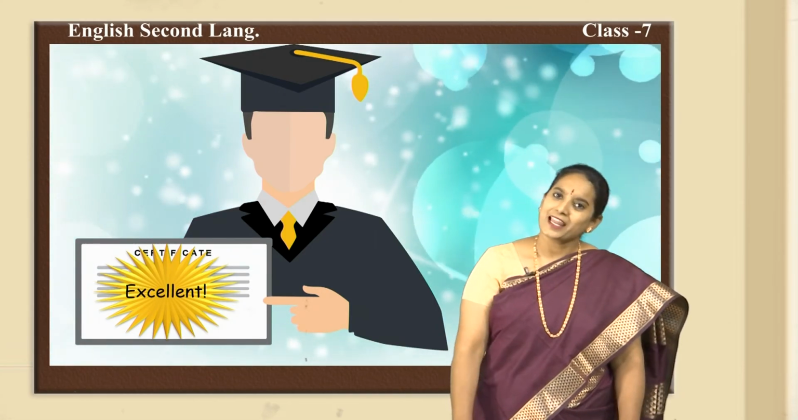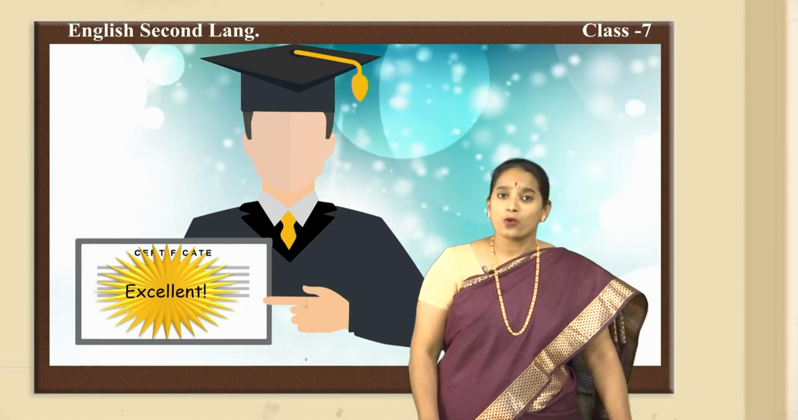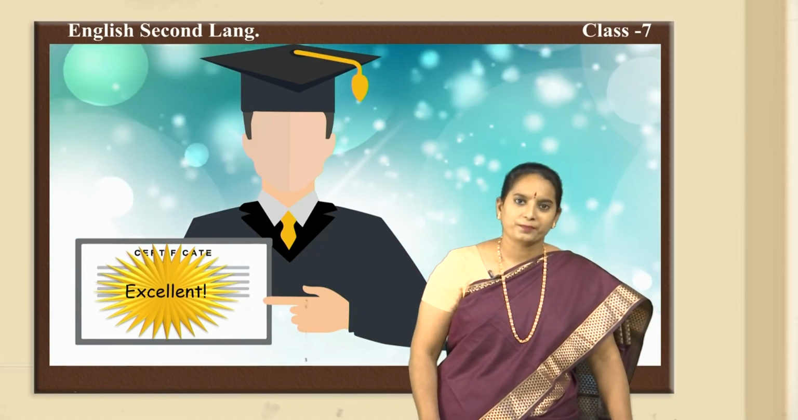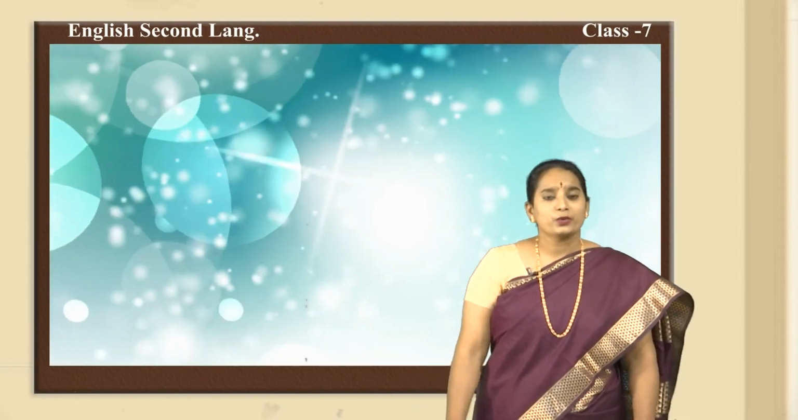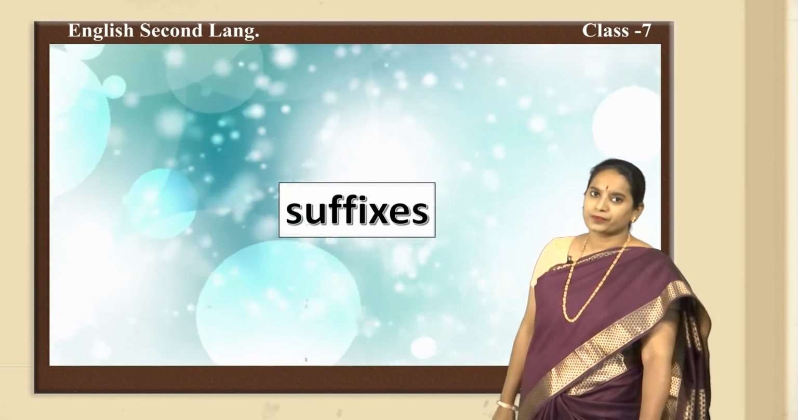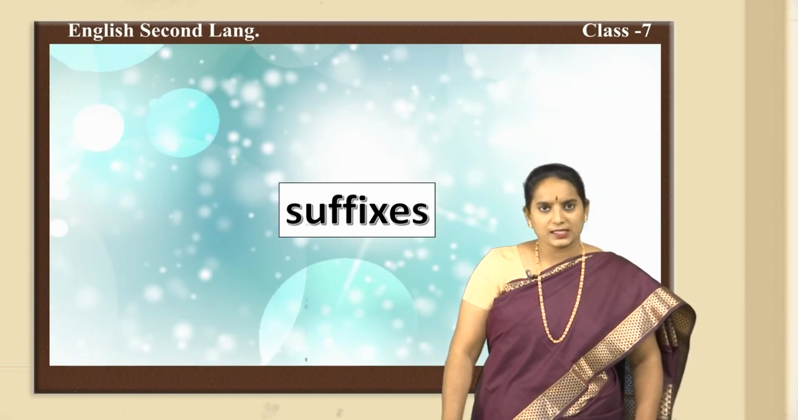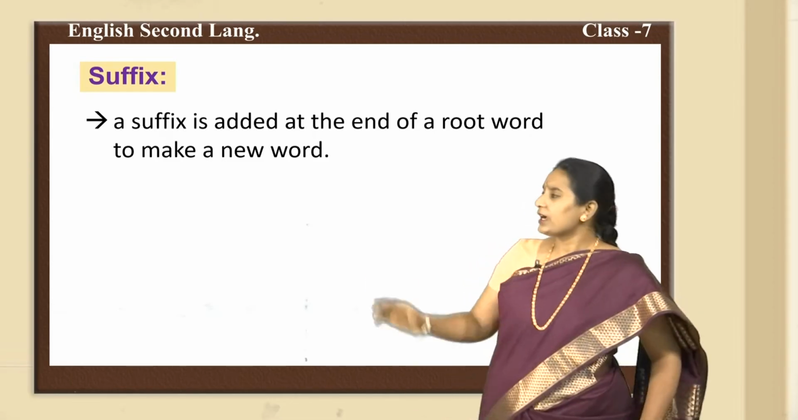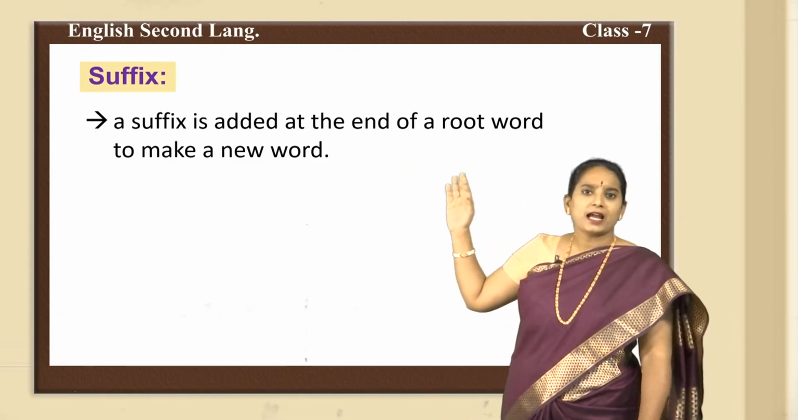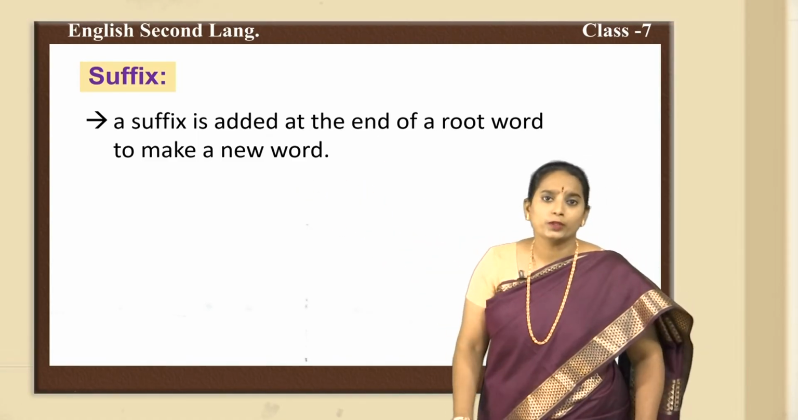You all did an excellent job. Now, I think you all have understood what homophones are. Now let's move on to our today's next topic, that is suffixes. Let's understand in detail what a suffix is. A suffix is added at the end of a root word to make a new word.